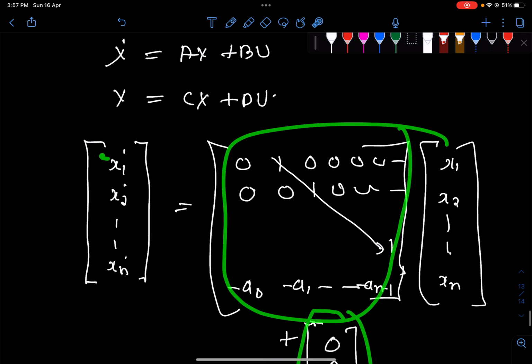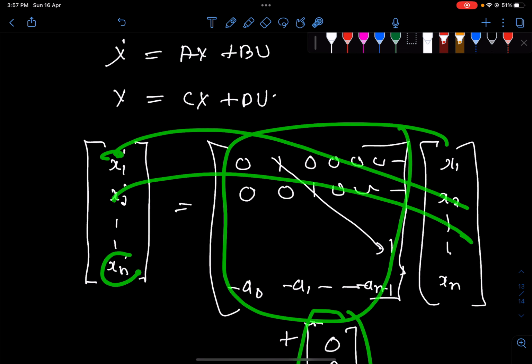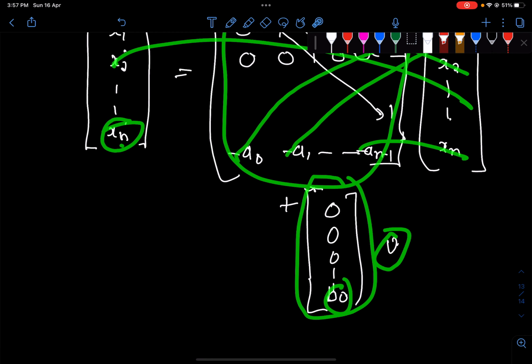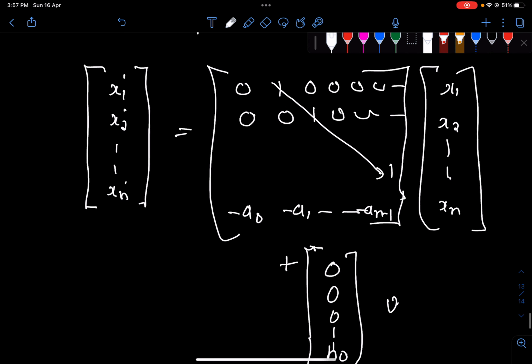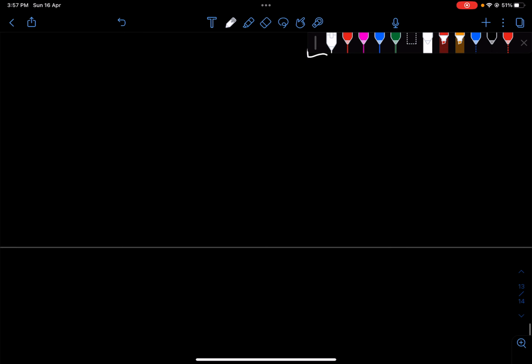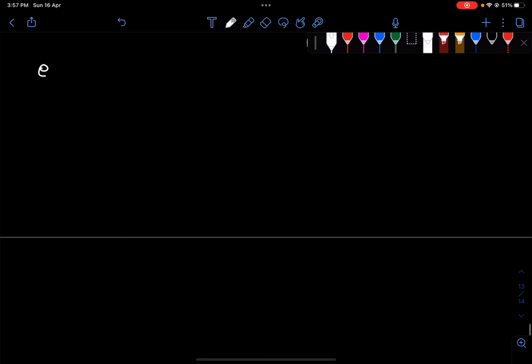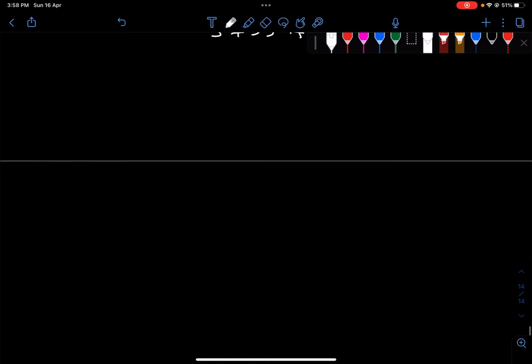That looks like x1 dot is equal to x2, x2 dot is equal to x3, and the last one, xn dot, is equal to minus a0 x1 minus a1 x2, and it goes on, plus b0 times u. So this is the representation. For an example, if the transfer function is 2 divided by s cube plus 3s plus 4. How, what is the A matrix?